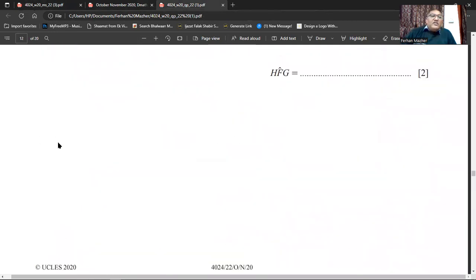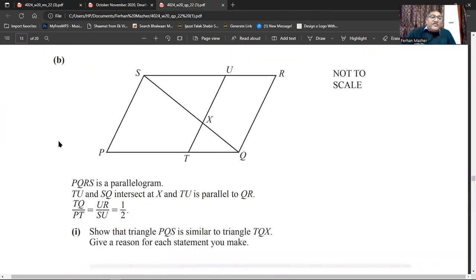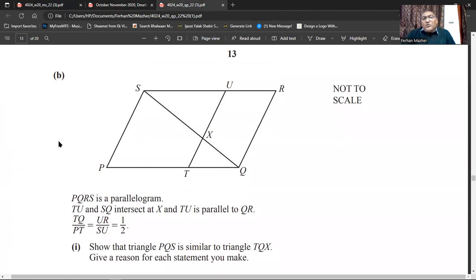So this is question number, I think, 7, and it's B part. PQRS is a parallelogram. TU and SQ intersect at X, and TU is parallel to QR. So TU is parallel to QR. It is also parallel to PS. It's a parallelogram. They say that TQ by PT is equal to 1 by 2. So this is 1 and this portion is 2. In the same way, this is 1 and this portion is 2.